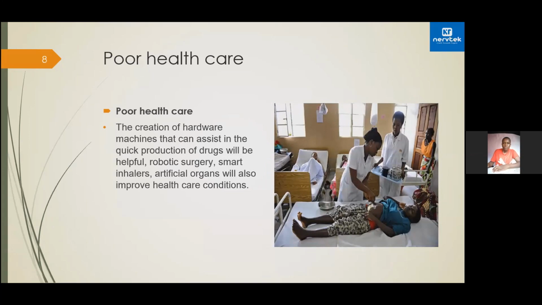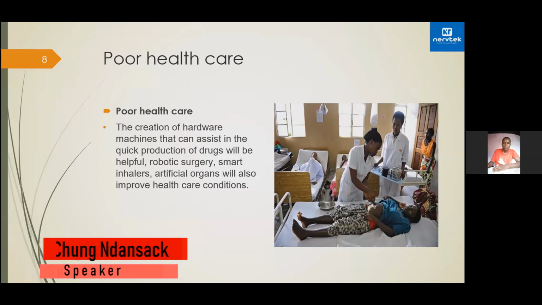The poor healthcare. We all know, especially in rural areas and villages, we don't have really good healthcare conditions.